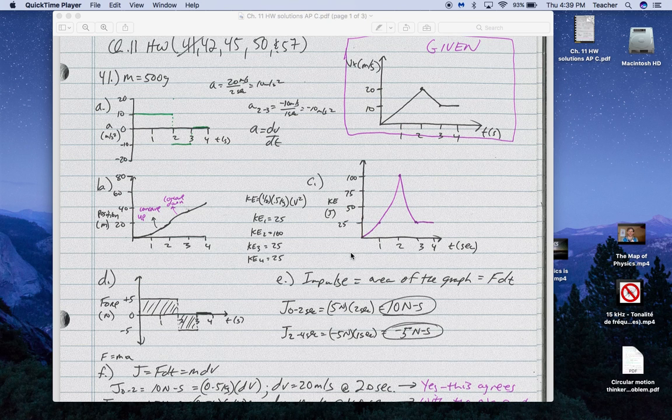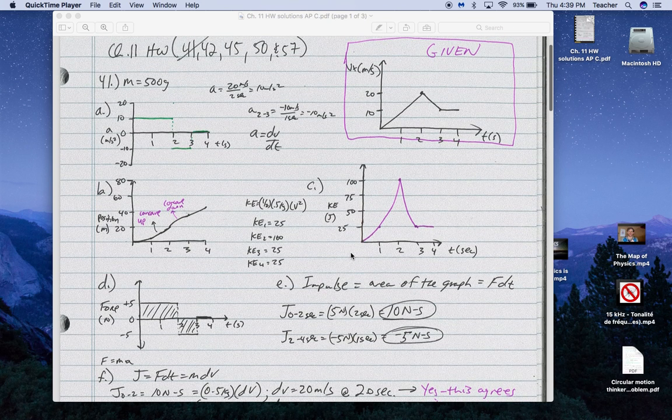So here, you're asked to solve for the kinetic energy, and we basically plugged in the speeds or the velocities at 1, 2, 3, and 4 seconds for 1/2 mv squared. This is an exponential increase, exponential decay, straight value right there.